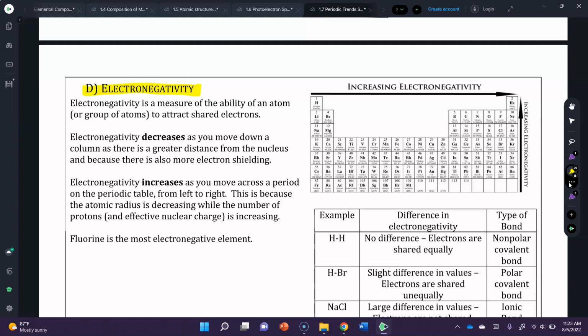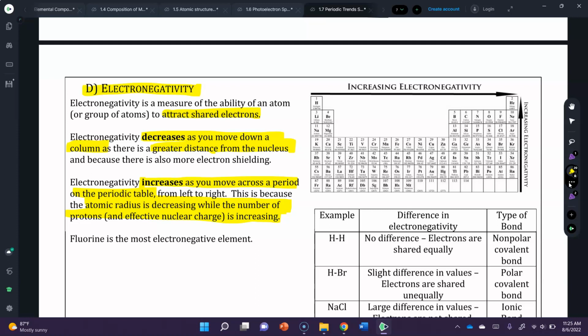So electronegativity is a measure of the ability of an atom to attract shared electrons. This electronegativity decreases as you move down a column because of a greater distance from the nucleus and because you have electron shielding. Okay, electronegativity increases as you move across a period on the periodic table. This is because the atomic radius is decreasing, while the number of protons or effective nuclear charge is increasing. You want to focus on the charge increasing though, because that is the most dramatic effect.